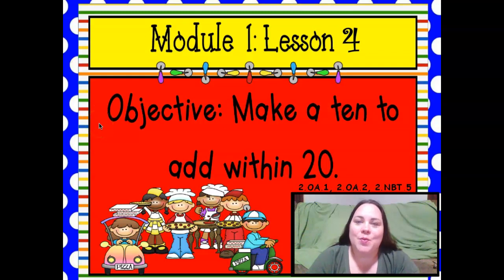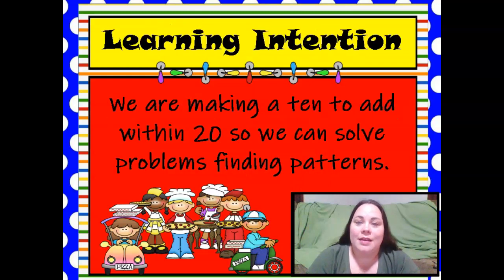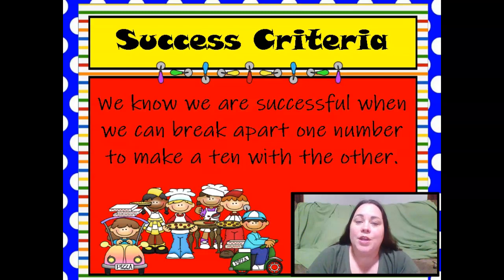Today we're looking at Module 1, Lesson 4, and the objective is to make a 10 to add within 20. Our intention for making a 10 to add within 20 is so that we can solve problems finding patterns. We know we are successful when we can break apart one number to make a 10 with the other.